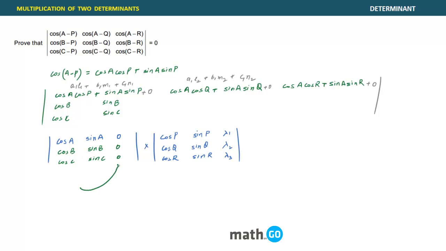Now can you notice that all the elements of this column are 0, so the value of the determinant will be 0. I do not know what this D2 will be, but the answer would be 0.